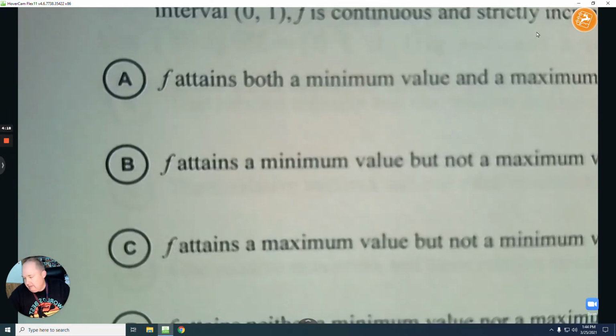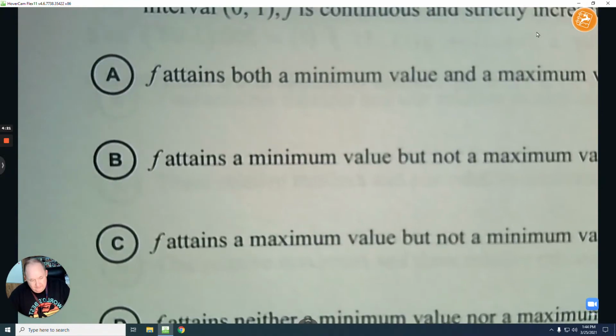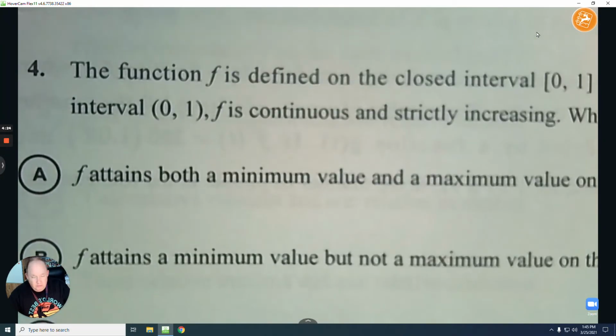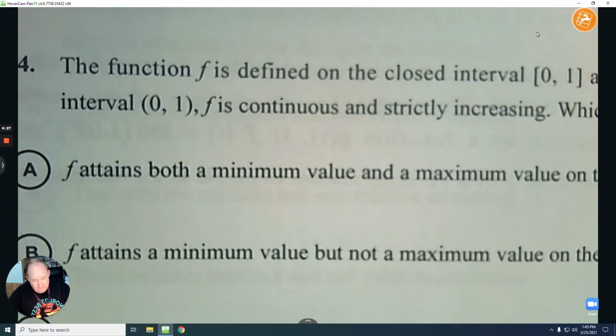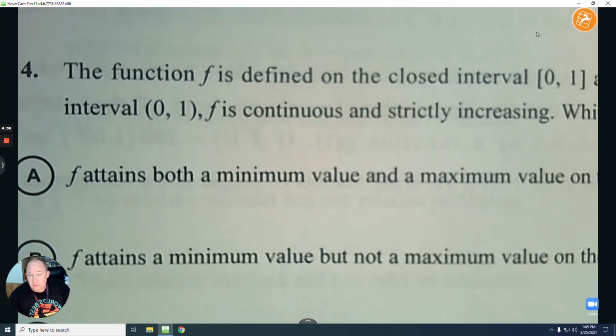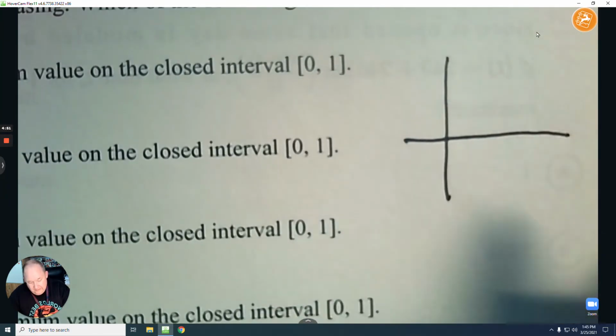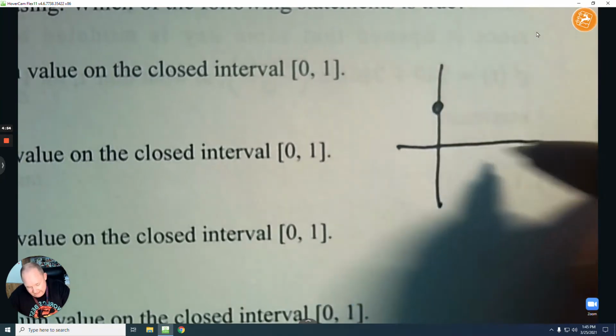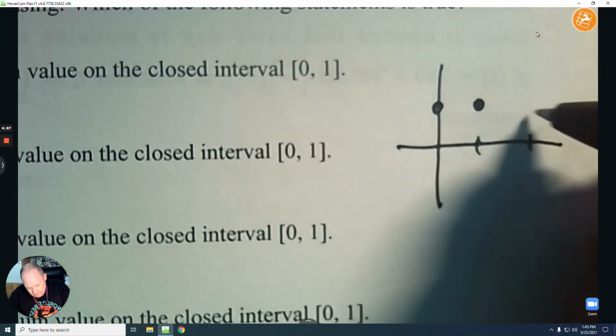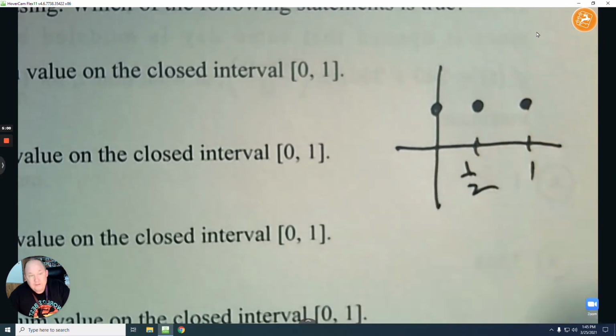Number 4, the function f is defined on the closed interval. F at 0 equals f at half equals, and f at 1 equals on the open interval 0 to 1. So it's defined on a closed interval, but on the open interval from 0 to 1, f is continuous and strictly increasing. Which of the following statements is true? So I need a graph of this to understand this. So I know that f at 0, f at a half, and f at 1 they all have the same value.